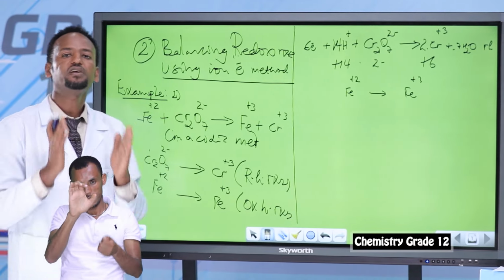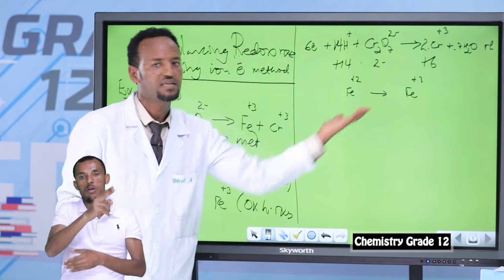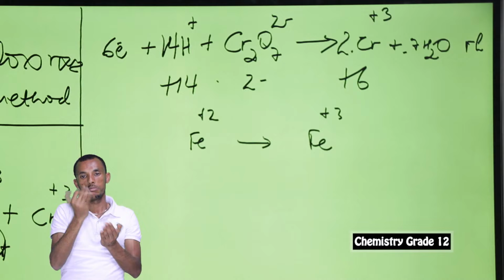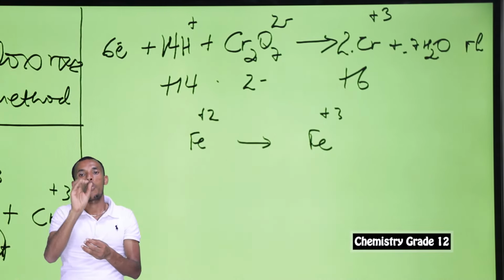What is the first step? The first step, balance the atoms other than hydrogen and oxygen. Already, iron is balanced. What is the second step? Balance oxygen by addition of what? Water. Already there is no oxygen. Oxygen is balanced.